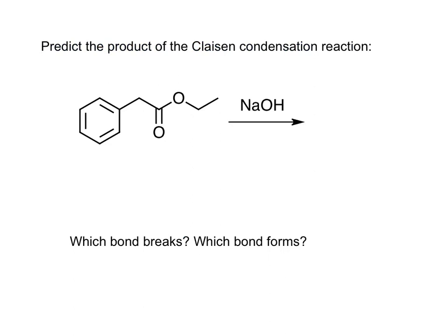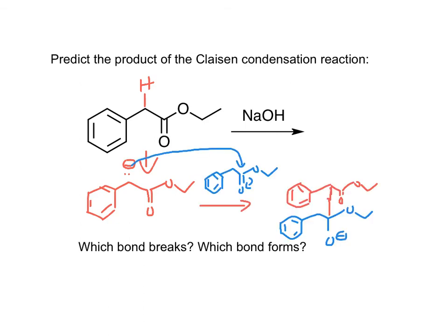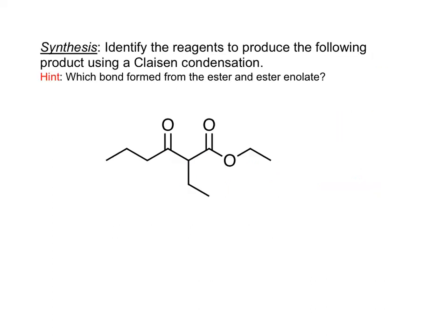So let's practice. Given this ester, predict the product of the Claisen condensation reaction. So stop the video and draw the structure of the product. So remember that the proton on the alpha carbon is removed to form an ester enolate ion. The ester enolate ion reacts at the carbonyl carbon of an ester to form a tetrahedral intermediate. This group becomes the leaving group and forms a beta ketoester.